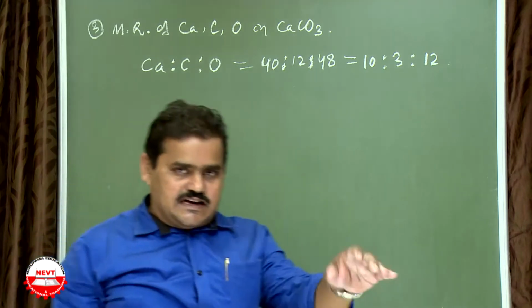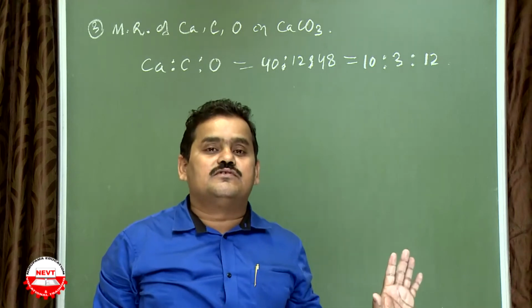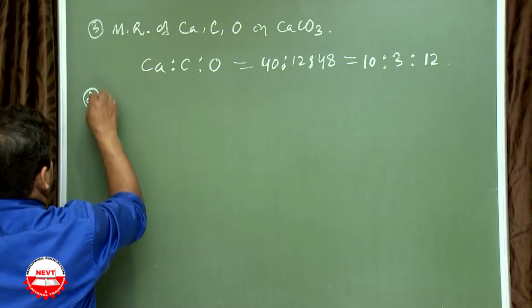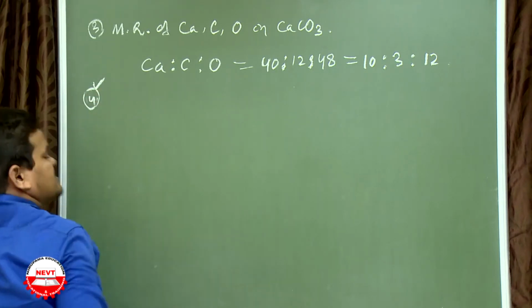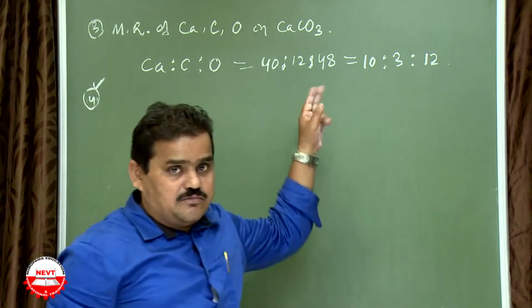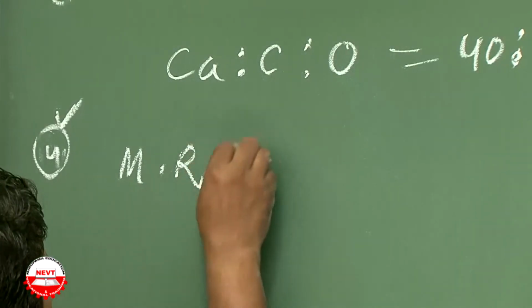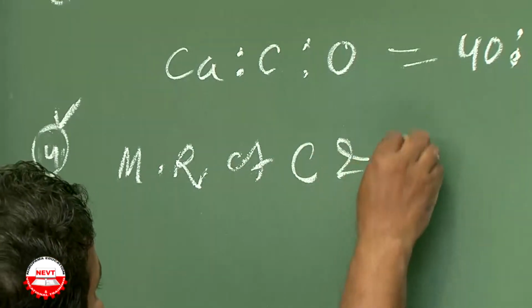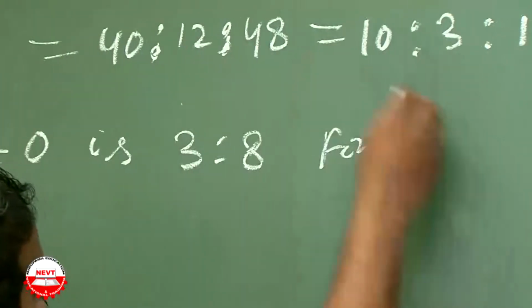Now we'll discuss the second, the reverse of this. That means if the mass ratio is given to you, how to find the molecular formula. Okay? So from question number 2 onwards I will do here, just see. Again, question number 2 I am writing here, or you can continue it as 4. What is the question? Just remember question number 2. The mass ratio of carbon and oxygen is 3:8. Find the molecular formula.